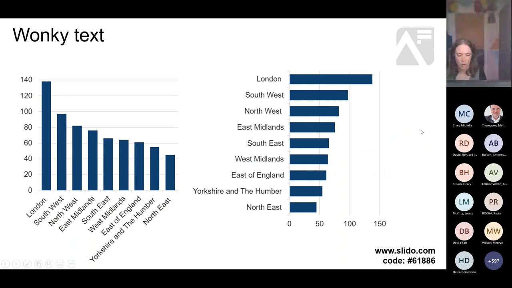And then what about this one? Left or right on this one? Which is more accessible? Yep, for this one, the one on the right is more accessible. And that's basically because, again, wonky text. Just don't use wonky text. It's really hard to read. Just redo your chart so your text is all horizontal.